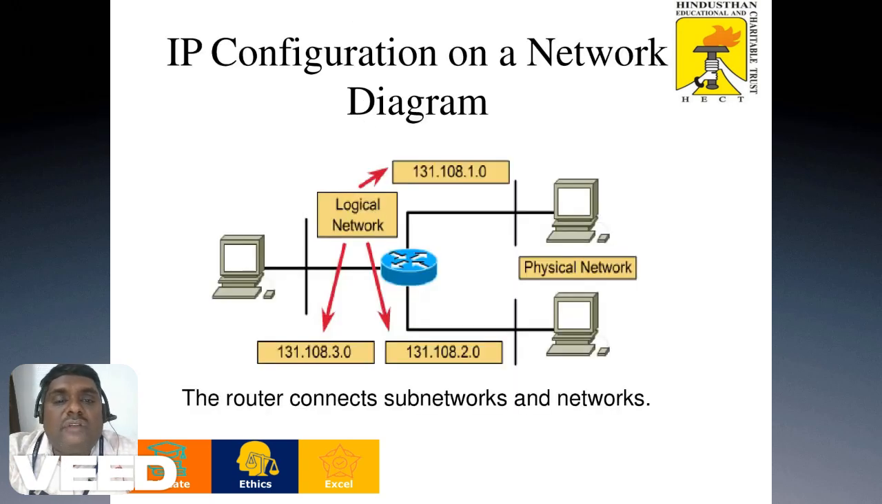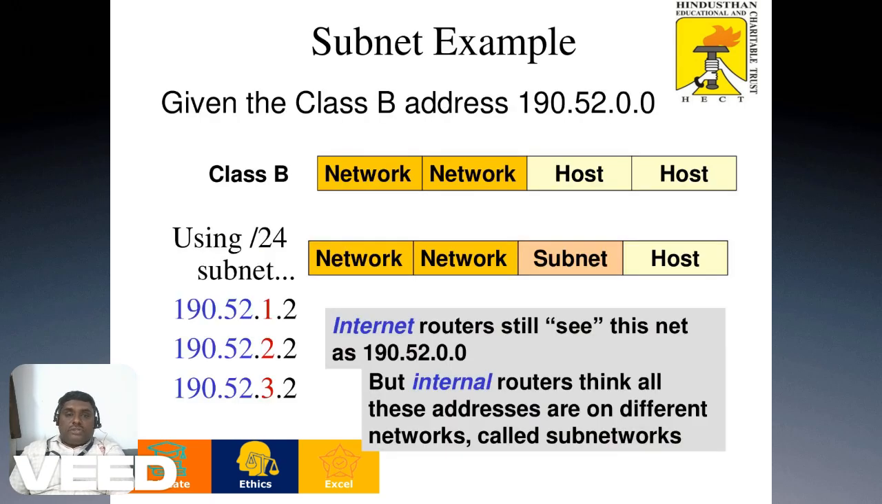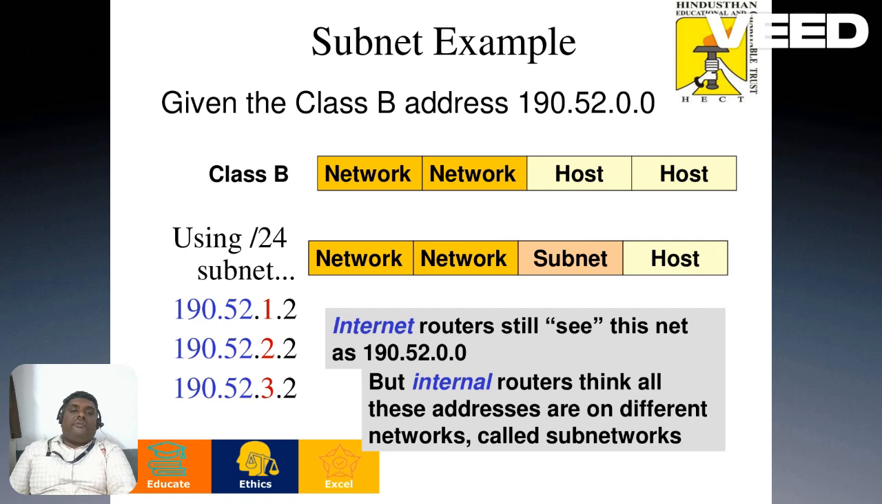Next, we will look at the IP configuration and network diagram. In this, the router is connected with the subnetwork and network, and they are connected with each other. Given 192.52.0.0, the network ID and host ID with /24, which is a subnet mask, it will be represented like this.